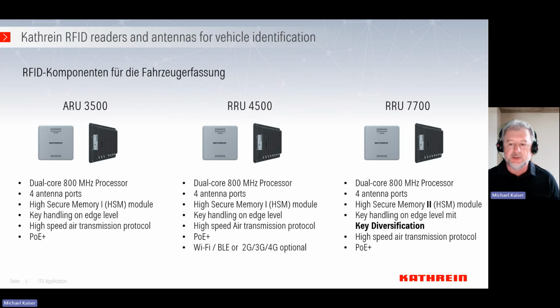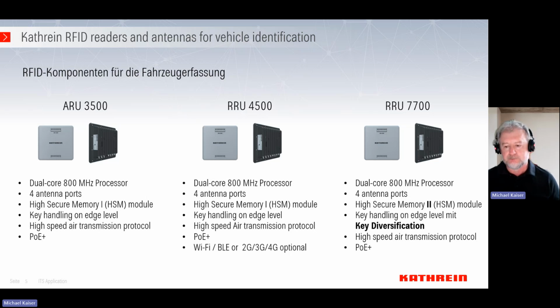Again, a 4-port reader with a dual core processor, but on top we have a high secure memory module number 2, which gives a higher security, a faster security, and a new feature called key diversification. This gives you the guarantee that you can handle a unique key for each of your cars, for each of your transponders. This is a very high secure feature. If you want to learn more about key diversification, please have a look at one of my latest videos we have shared. We talked about the difference between high secure memory module number 1 and number 2 and the key diversification in detail.